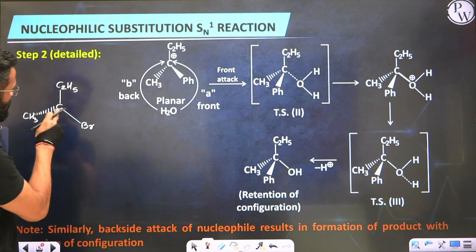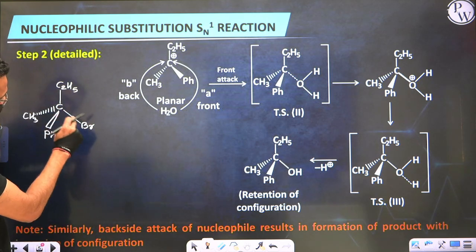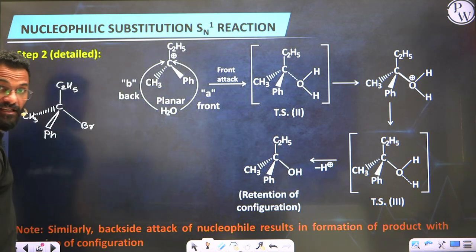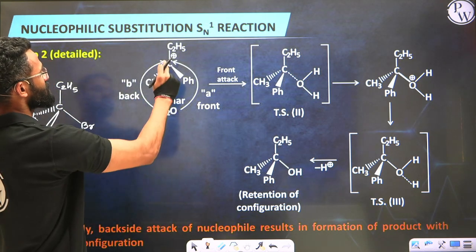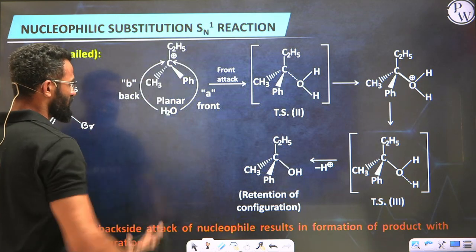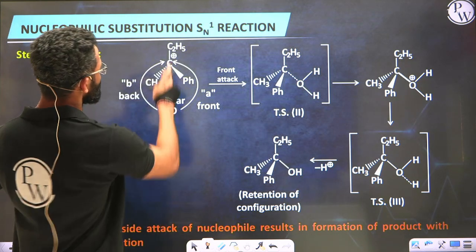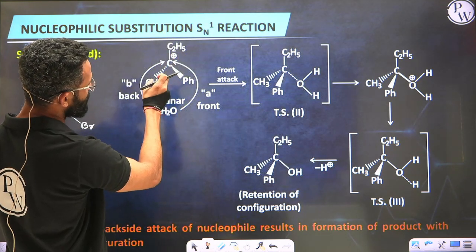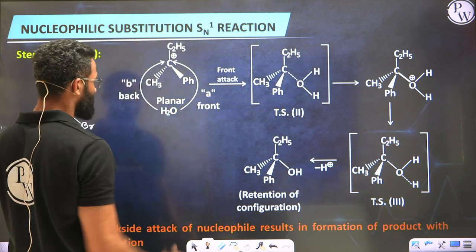So due to electronegative difference between carbon and bromine, this bond was anyways polar, which eventually broke to give you carbocation, which is like this. Now, because this carbocation is planar, we have represented its geometry like this. So ethyl group is in the plane of paper. Phenyl group is coming outside the plane of paper. Methyl is going inside the plane of paper.